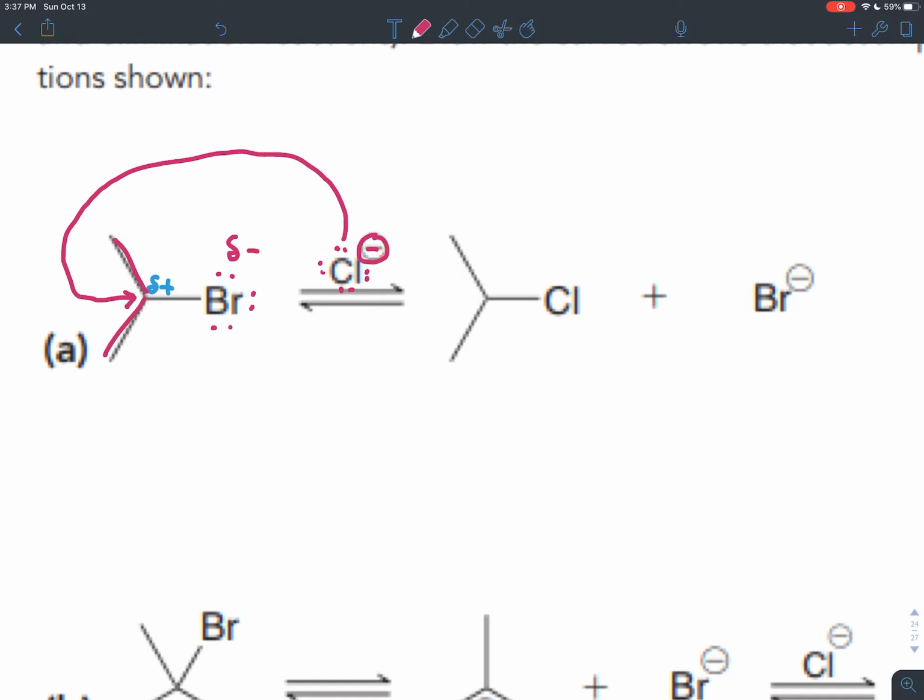That carbon already has 4 bonds. Carbon, carbon, bromine, and 1 to hydrogen. It's not being drawn in. It's implied. It already has 4 bonds. If it's going to form this new bond to the chlorine that the curved arrow is trying to communicate, then it has to break one of the bonds. And you can see that the bond that breaks is to the bromine. And that should make sense.